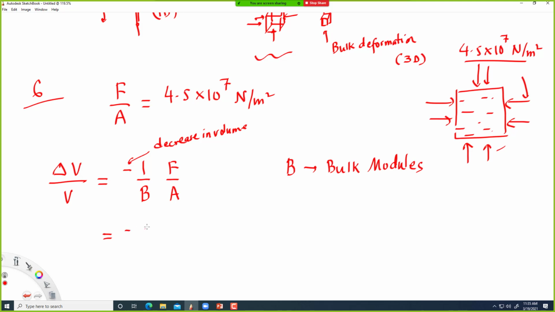So different materials have different bulk modulus, just like different materials have different Young's modulus. Like for water, the bulk modulus is 2.2 times 10 to the 9 Newton per meter squared. That's the value for water. So we can use that value here.